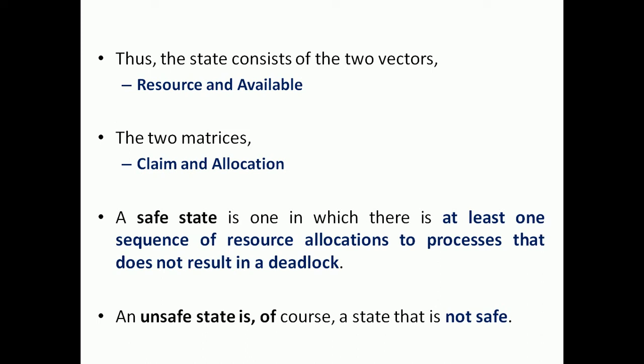and another one is called allocation. Resource vector can be defined as R and allocation vector can be defined as V, and two matrices, one is for C and another one is for A.